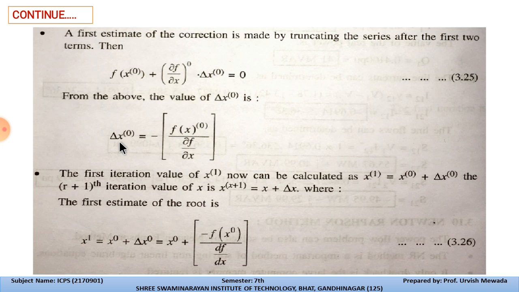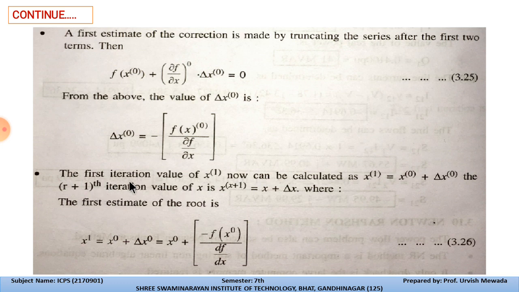So this will be the equation to find the delta x raised to 0. By putting this value into delta x raised to 0, we can find the value of x raised to 1. The first iteration value of x raised to 1 can now be calculated, using the equation from the previous slide: x raised to 1 is equal to x raised to 0 plus delta x raised to 0.